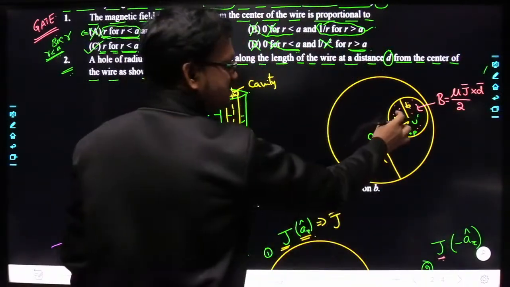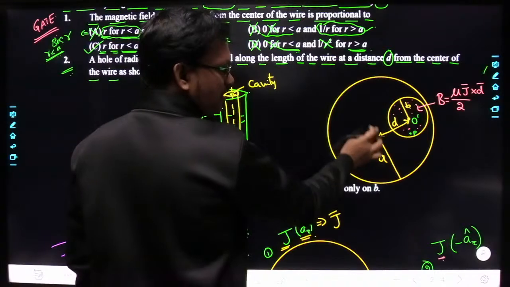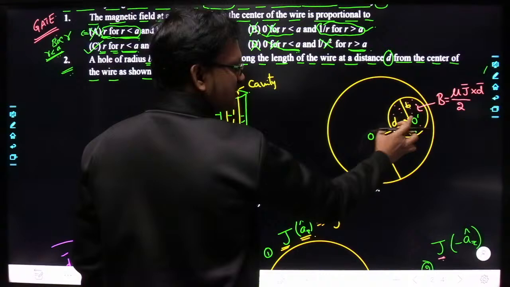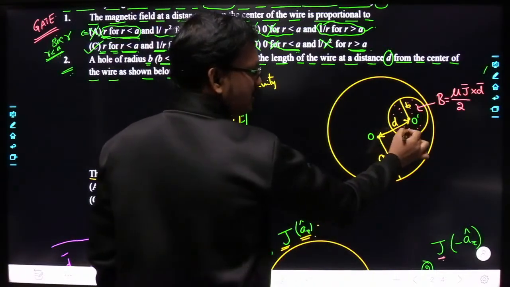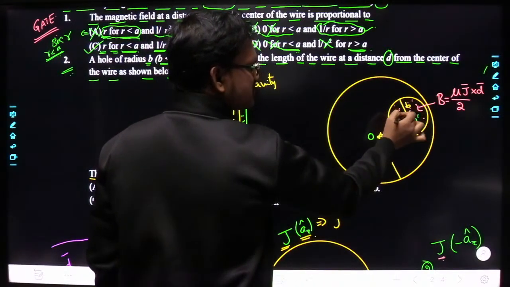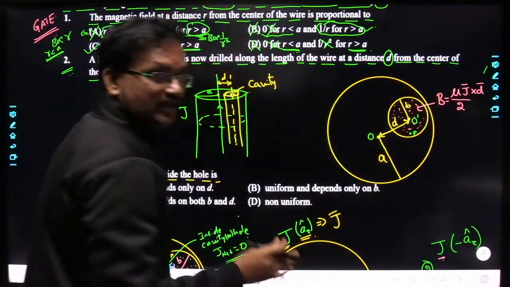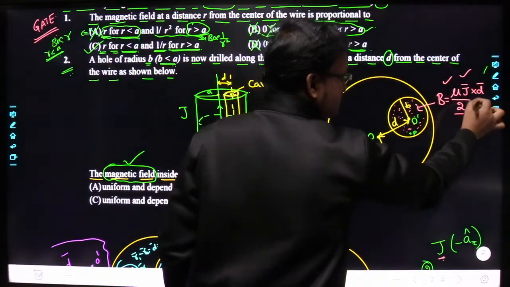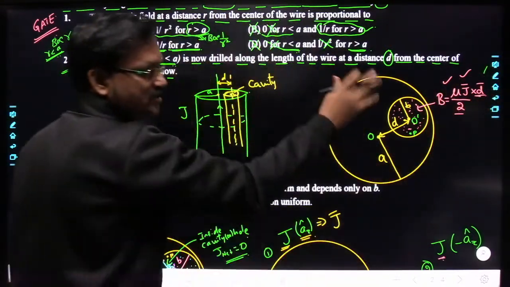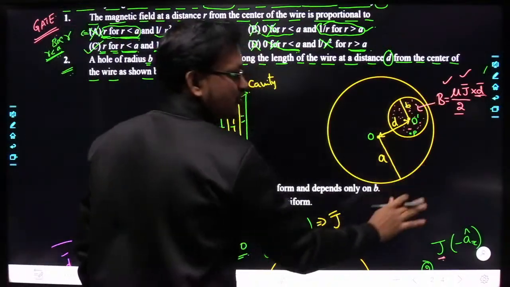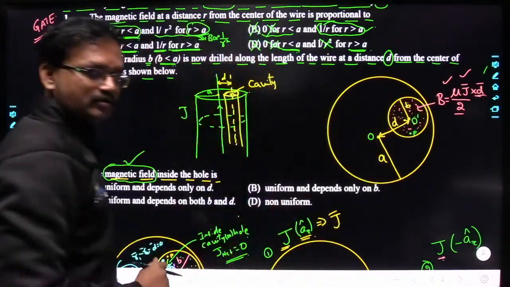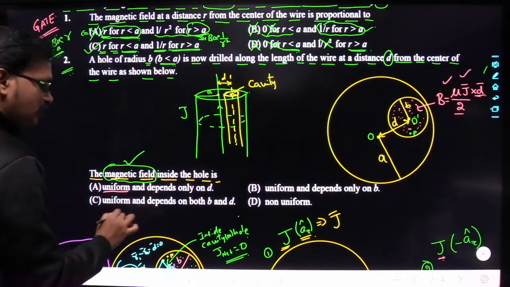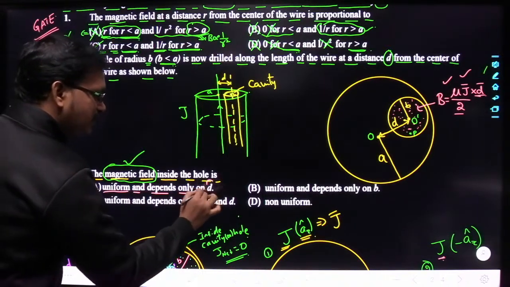Understood? So it doesn't depend upon radius A, it doesn't depend upon radius B, it depends only upon the distance between the centers of the two cylindrical wires, and at each and every point inside the cavity the B field value is going to be the same, since J is constant. Mu is constant, 2 is constant, and you are not changing D, so D is also constant. So the B field is uniform or constant inside the cavity. The magnetic field inside the hole is uniform and it depends only on D.